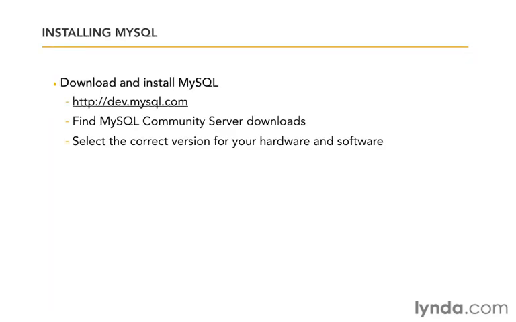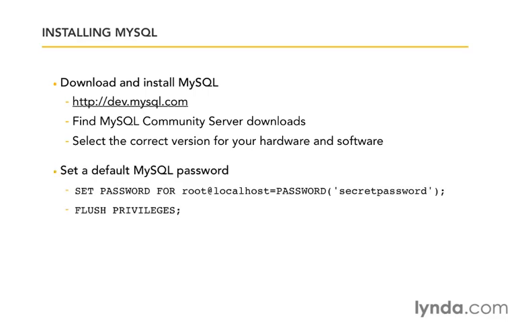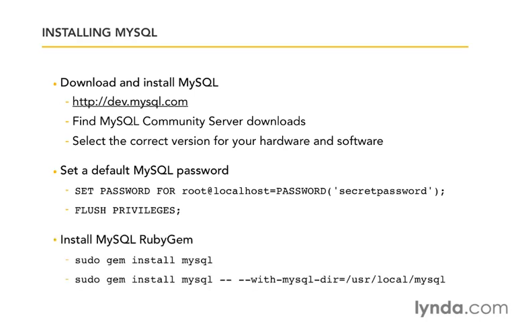The first is that we're going to download and install MySQL from the MySQL website, and I'll show you how to pick the right version that you need for your hardware and software. After that, we're going to set a default MySQL password. This is not an essential step, but it is a best practice, and I definitely recommend that you go ahead and lock down your copy of MySQL with a password. And last, we'll install the MySQL Ruby gem so that Ruby and our Ruby libraries, like Rails, will be able to talk to MySQL as fast as possible.